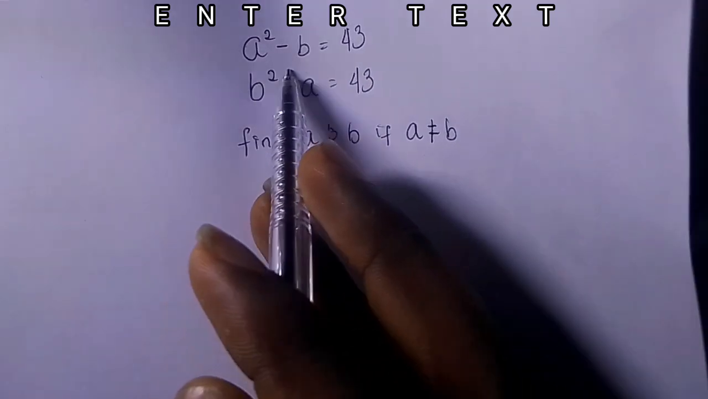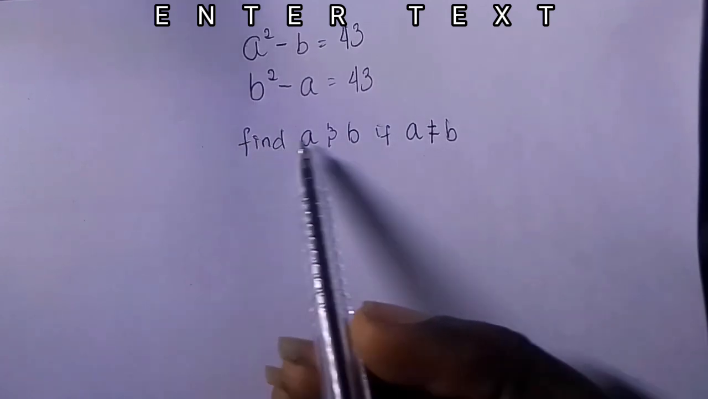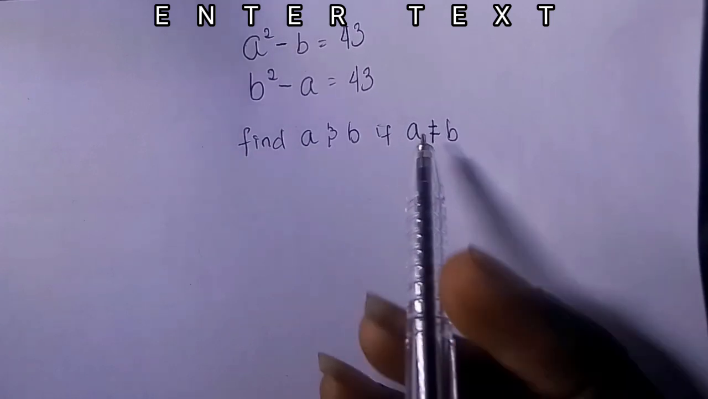a squared minus b equals 43 and b squared minus a equals 43. Find a and b if a is not equal to b.